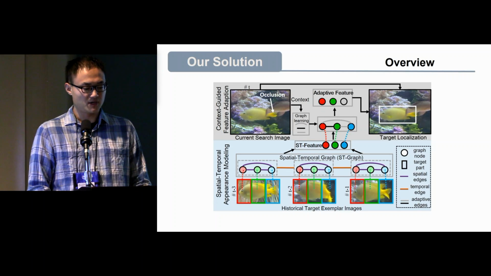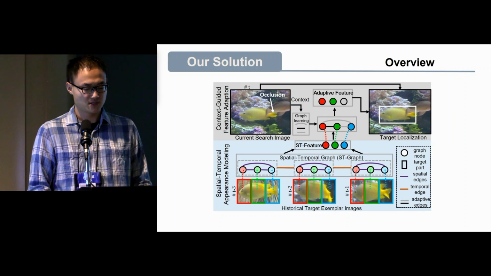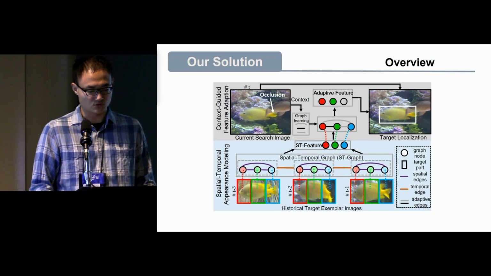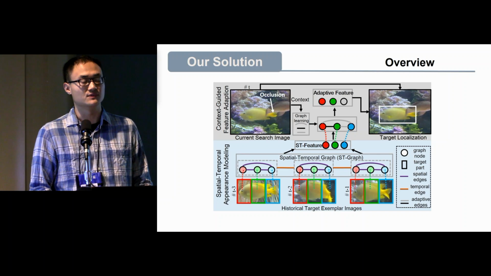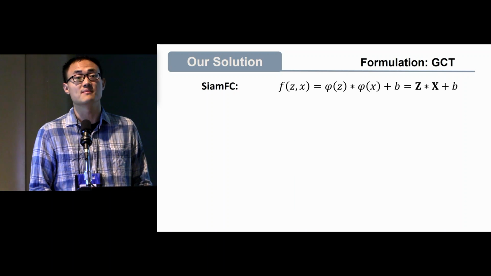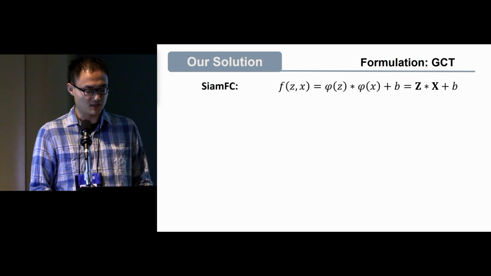So, inspired by the above observations, we propose an end-to-end graph convolutional tracker, GCT, based on the SiamFC method, which can jointly consider both the spatial temporal information and the target context information of the current search image. SiamFC learns a similarity function f to compare an exemplar image z to a search image x in a learned convolutional feature embedding space phi.